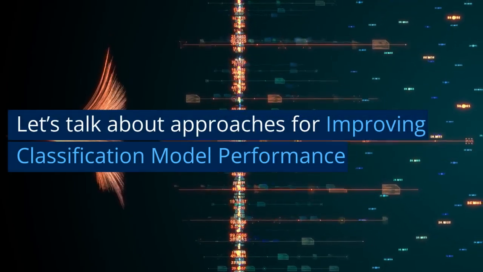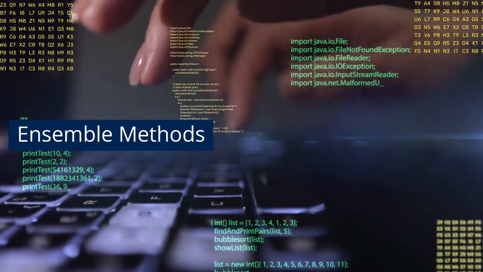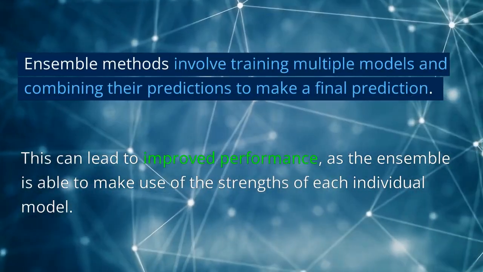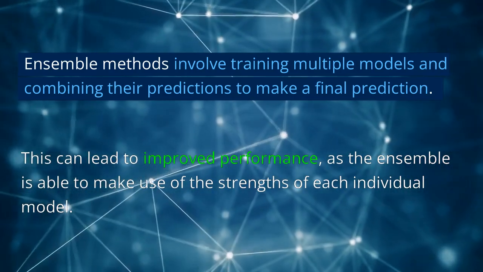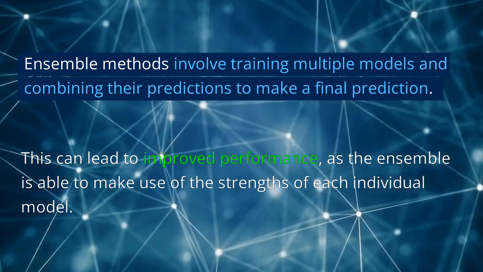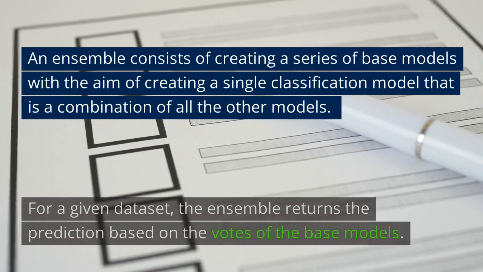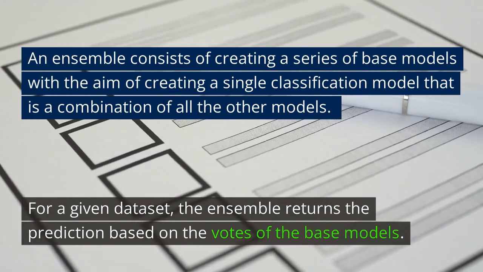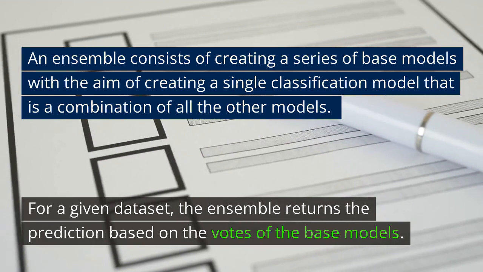Let's talk about approaches for improving classification model performance. Starting with ensemble methods. Ensemble methods involve training multiple models and combining their predictions to make a final prediction. This can lead to improved performance as the ensemble is able to make use of the strengths of each individual model. An ensemble consists of creating a series of base models with the aim of creating a single classification model that is a combination of all the other models.